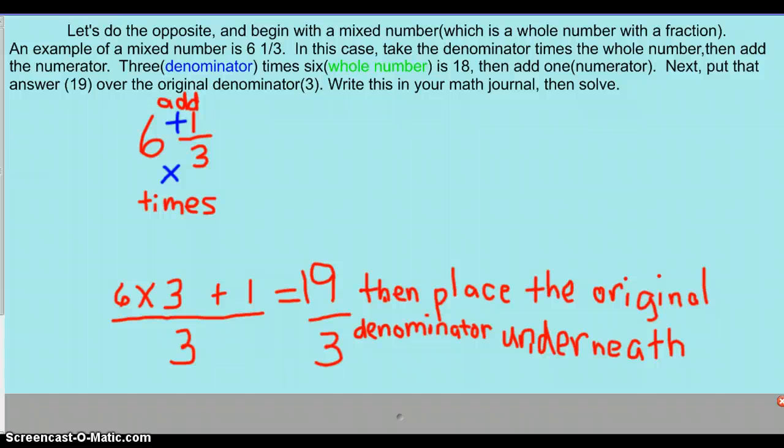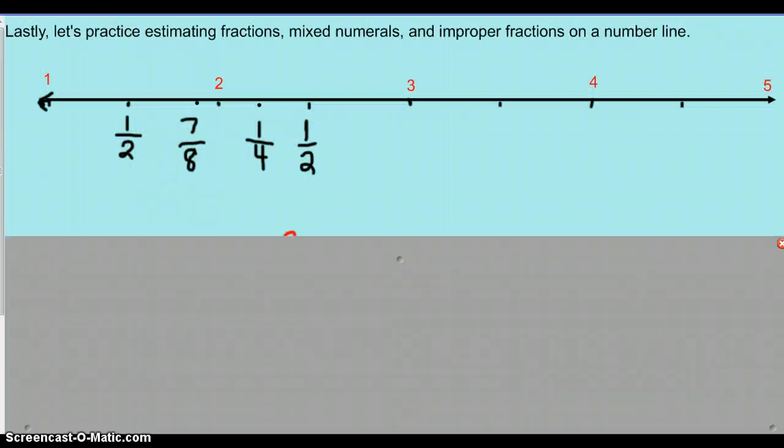I know you did. Lastly, let's practice estimating fractions, mixed numbers, and improper fractions on a number line. Okay, we have 1.5. Just like 50 cents rounds to $1, so does 1/2 round to 2. So 1 and 1/2 will round to 2.